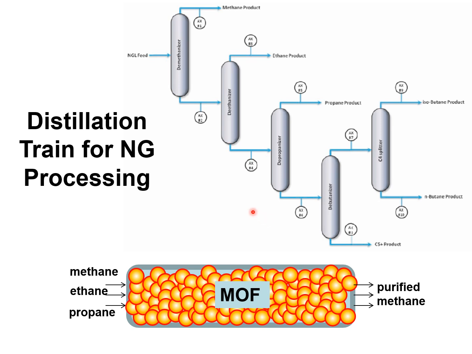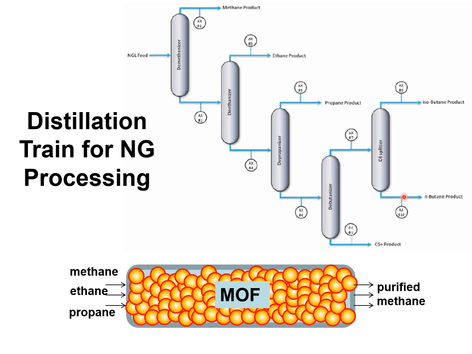The current technology for processing of natural gas liquids consists of a train of distillation columns as pictured here: a demethanizer, a deethanizer, depropanizer, debutanizer, a C4 splitter, and this distillation train is able to produce purified methane, ethane, propane, isobutane, normal butane.